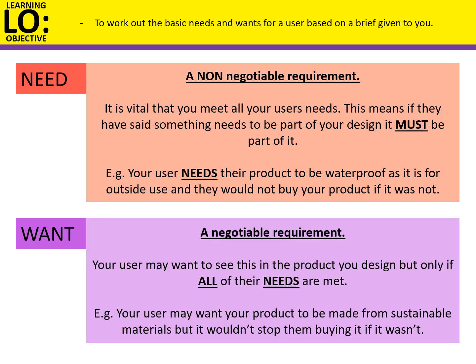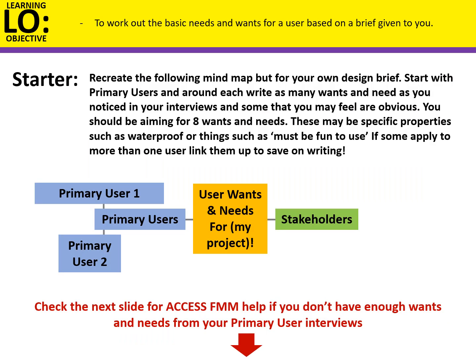A want, however, is something that is negotiable. So your user might want to see this in the product that you design, but only if all their needs are met. So a want is something that they would like to see, but isn't 100% necessary for them to buy the product. So for example, they may want it to be made from sustainable materials, but they wouldn't necessarily stop buying it if it wasn't.